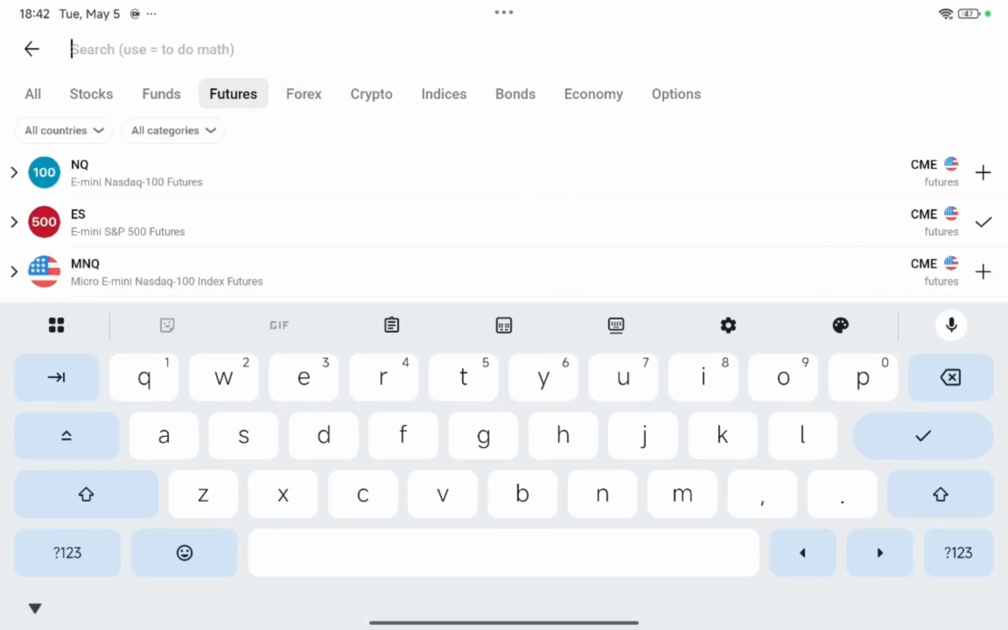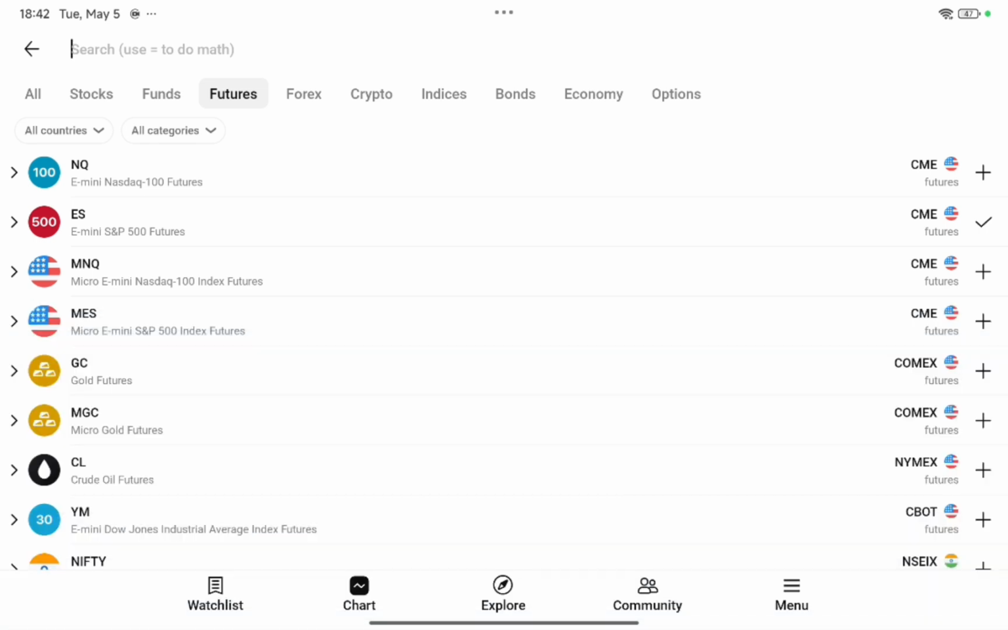Now we have futures. This is where you're talking about things like Nasdaq 100 futures, S&P 500 futures. The thing there is that most people confuse futures with indices. Maybe in another video I'll explain further, because I'm trying to make this video as short as possible. So we have futures here. You have so many futures here.